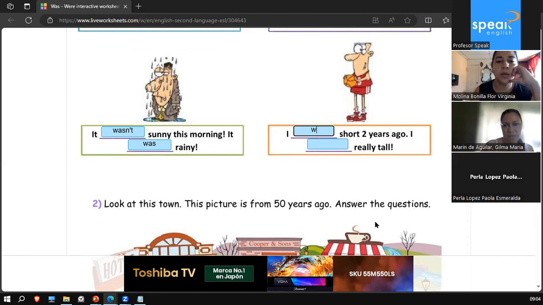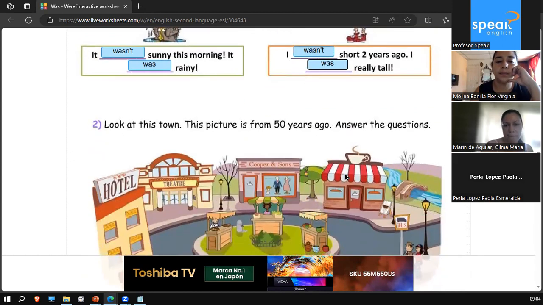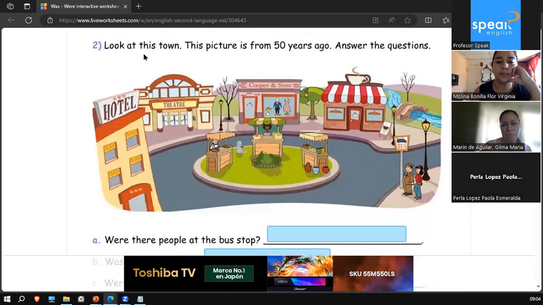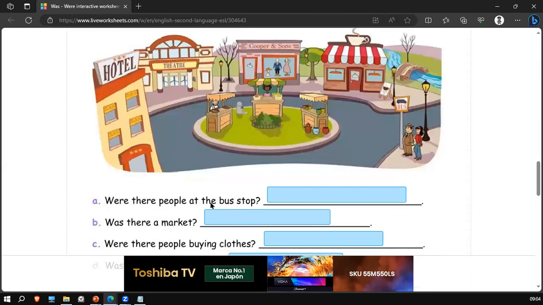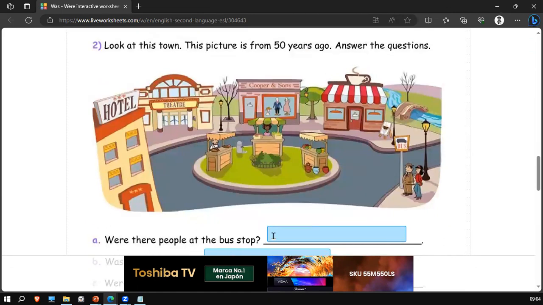I wasn't short 2 years ago. I was really tall. Now it says, look at this town. The picture is from 50 years ago. Answer the questions. Were there people at the bus stop? Yes, they were. Yes, there were. Vamos a ver cómo las tomas.